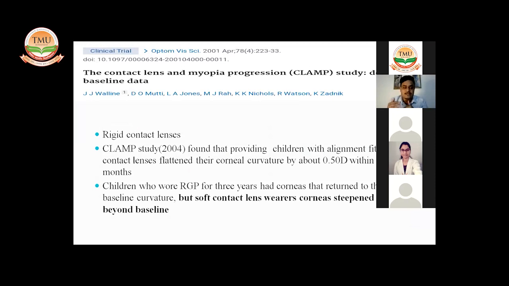You can understand that whenever the fitting takes place, whenever the treatment is given to the patient, it will definitely help to change the structure of the cornea, but that was not a permanent solution. The study shows that it will again rebound back to the baseline curvature. But soft contact lens wearers' corneas steepened 0.13 diopter beyond baseline. So this is the study that has been done with respect to contact lenses and myopic progression treatment.